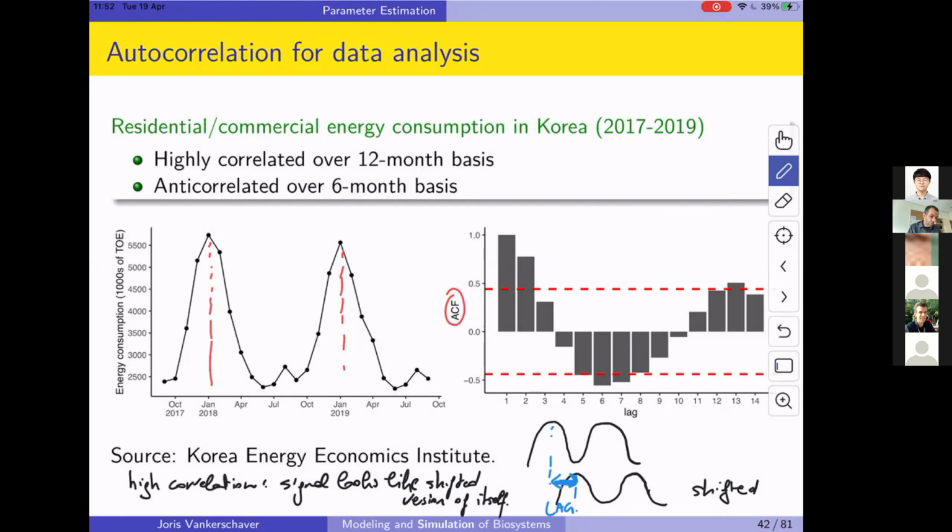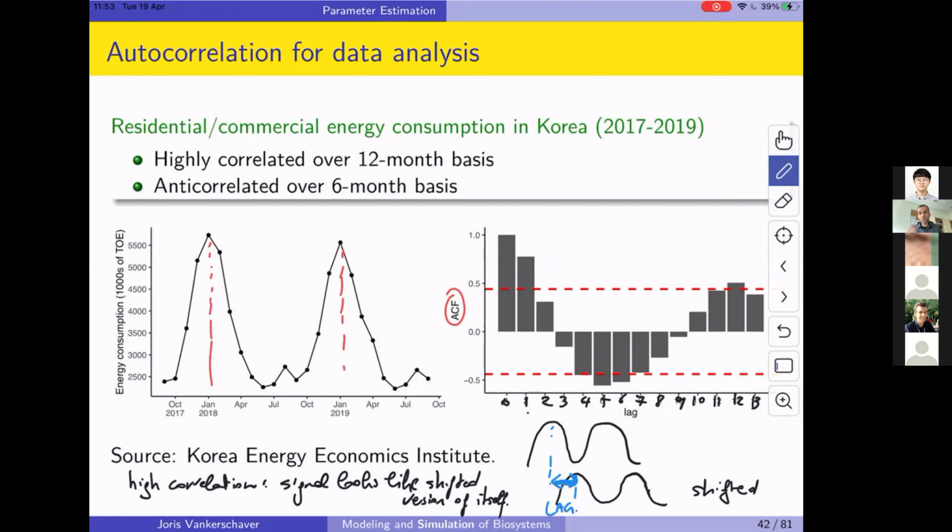And actually, there's something wrong on the x-axis. I will correct this in the slide, but all the lags here are offset by 1. So this should be 0, 1, 2, 3, 4, 5, 6, 7, 8, 9, 10, 11, 12, and 13. So lag 0 means we just compare the signal to itself. It's a perfect copy. So here the correlation is going to be very high. It's going to be normalized to 1.